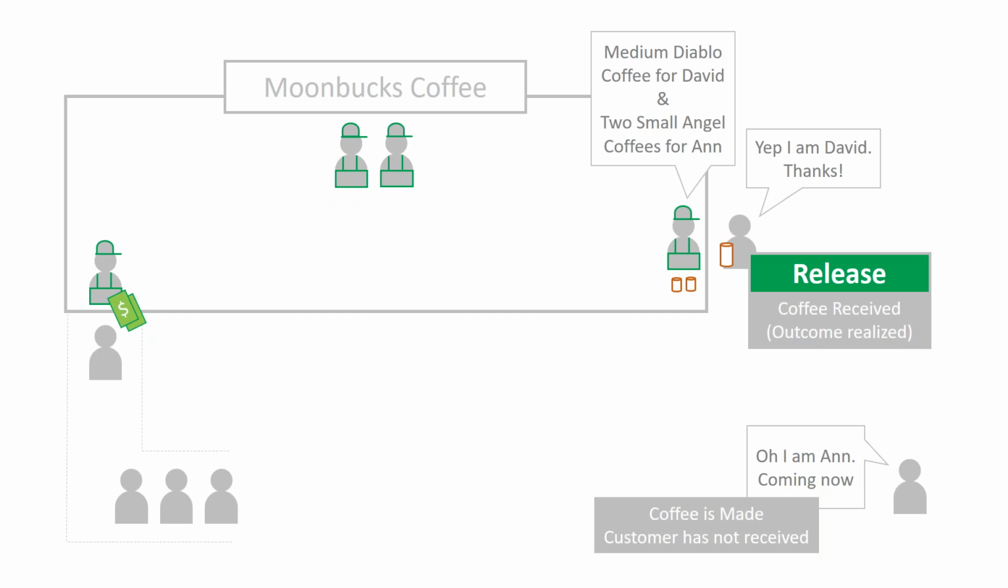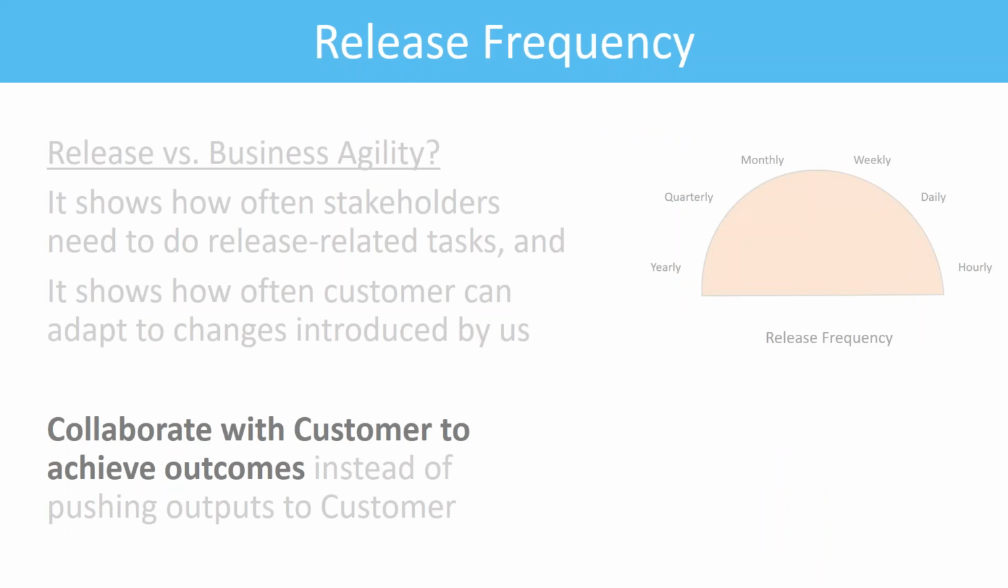the output. So with this definition in mind, why are we measuring release frequency when we're talking about business agility? Once again, because it shows how often stakeholders need to do release-related tasks and go back to the customer, how often the customer needs to adapt to changes introduced by us. That's why it goes back to the point, well, isn't always releasing as frequently as possible, as quickly as possible the best? Not necessarily, because your customer might not be able to digest such a frequent amount of release.